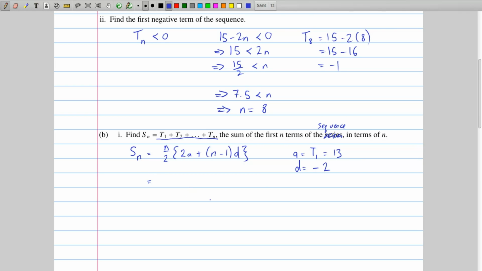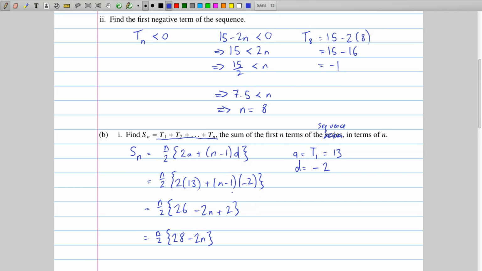So now we substitute everything in. So we get n over 2. Again, we don't get to do anything with that n really, at least not yet. So it becomes 2 times 13, because a is 13, plus n minus 1 times minus 2, and all we have to do here is algebra our way to the n, so we get 26 there, minus 2n plus 2. So it's n over 2, that's going to be 28 minus 2n.